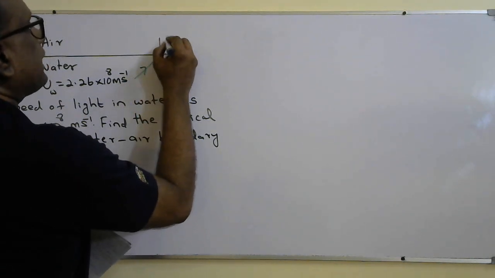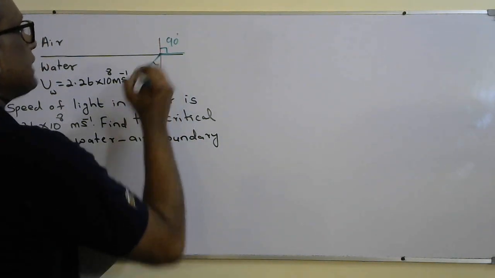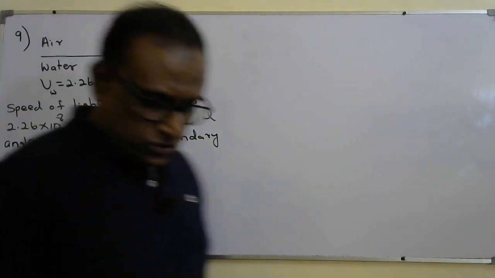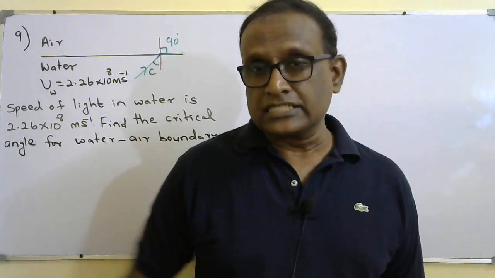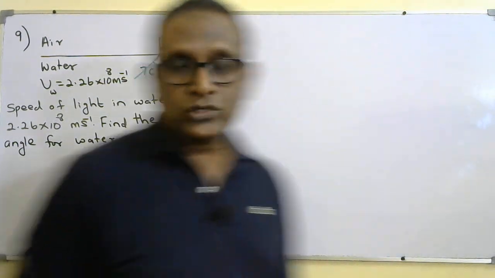So this is 90 degrees. This will be the angle C, the critical angle C. Okay, so the refractive index is not given. So what is the given quantity? The speed of light in water. The speed of light in air, we know, is 3 × 10^8, no problem.